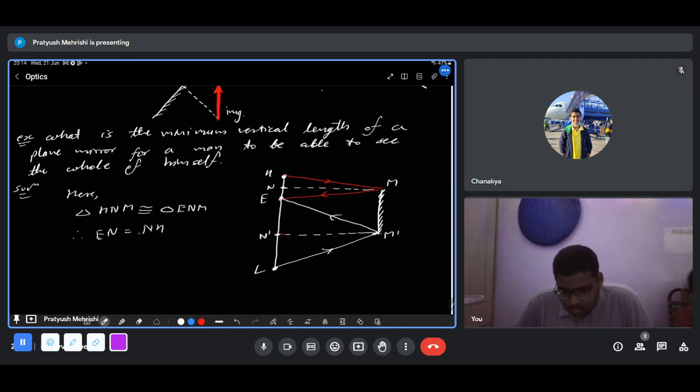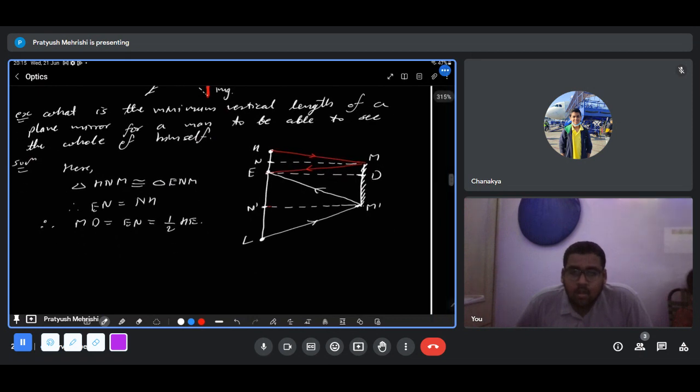EN is equal to NH. Therefore, let this point be D. Therefore, MD is equal to EN, which is equal to 1 by 2 HE, the distance of head and eyes. Okay, this is our first result.